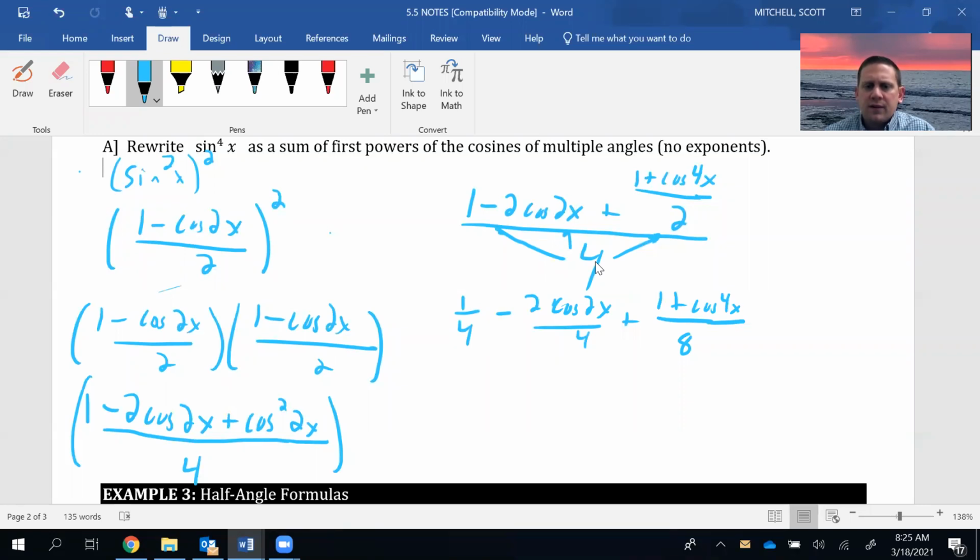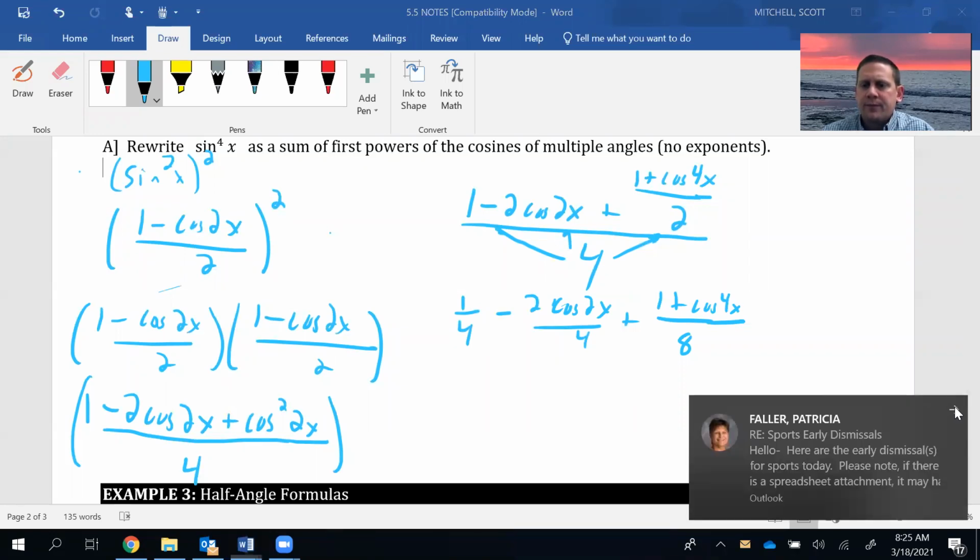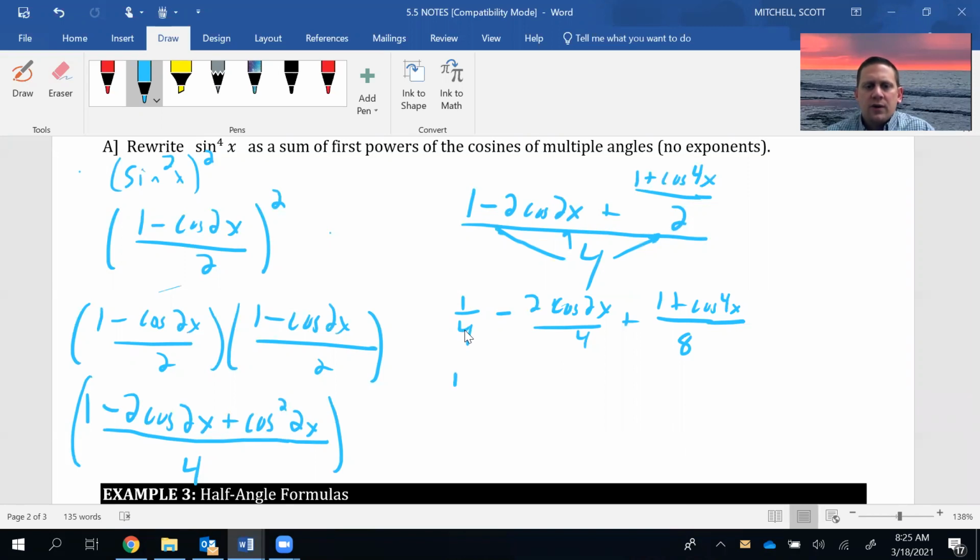I do need to still divide this up. Sorry about that. This is 1/4. I can't do anything about that. This, I can actually simplify this 2 and this 4. This is just going to be the cosine of 2x over 2. And then over here, divide both of these things by 8. All right, and then you're almost done.